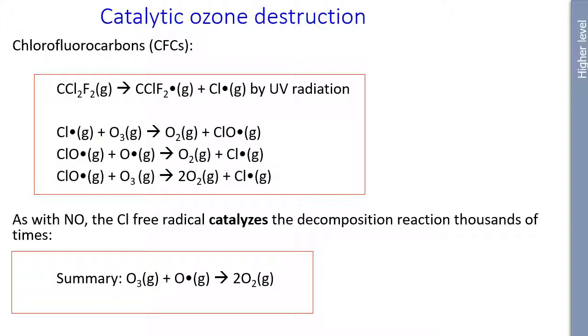So just to summarize how chlorofluorocarbons work, again they form a free radical, again through UV radiation by this propagation here, and as with NO, the chlorine free radical catalyzes the decomposition reaction of ozone into oxygen. And we don't want that, we want ozone to stay. Okay, so that's pretty much it in terms of higher level around covalent bonding and structures, and we'll move on to resonance and hybridization next.